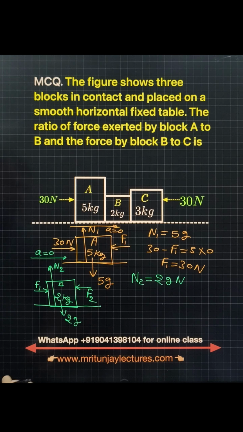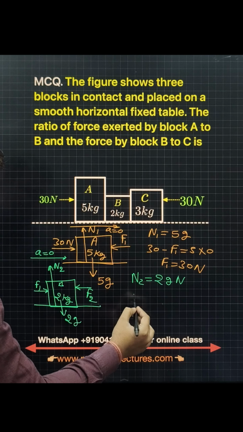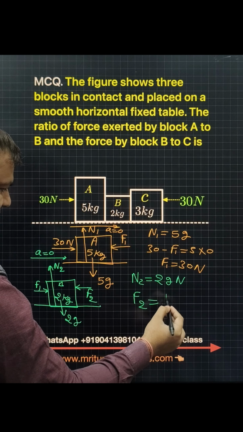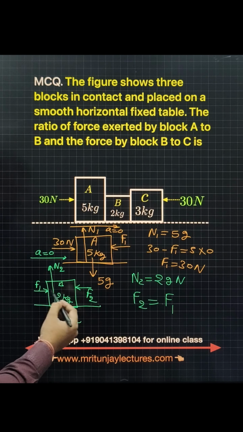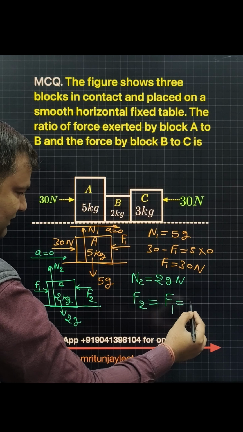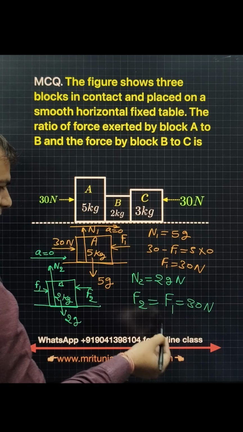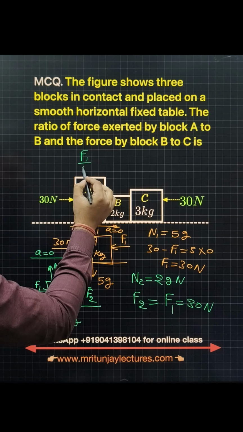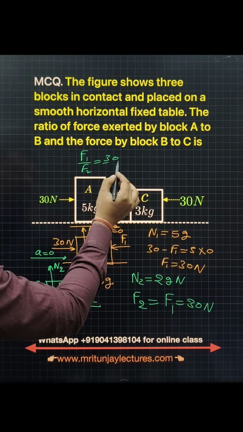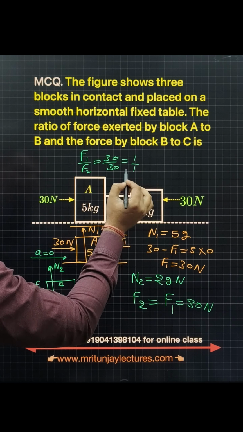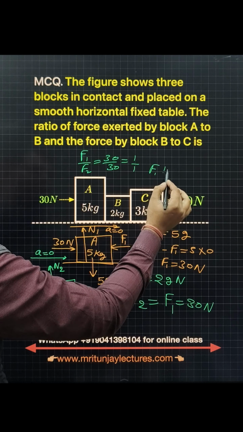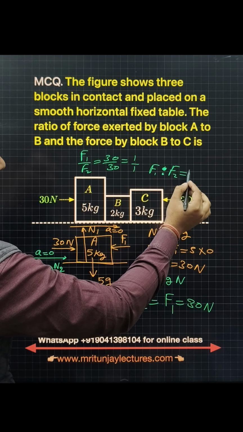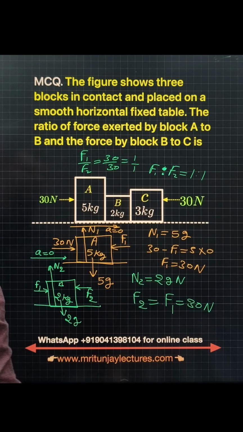But our target, what about F2? F2 minus F1 is equal to zero, because acceleration is 0. So F2 is equal to F1. So what about that one? 30 Newton. It means, according to the question, F1 by F2, 30 by 30, simply 1 is to 1. So F1 is to F2 is how much? 1:1 is the right answer.